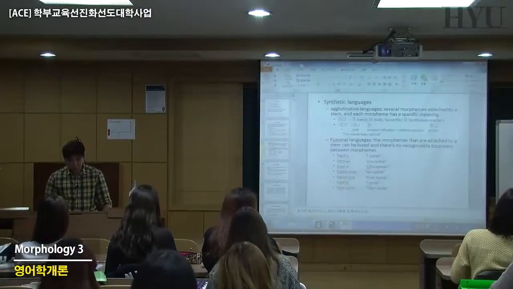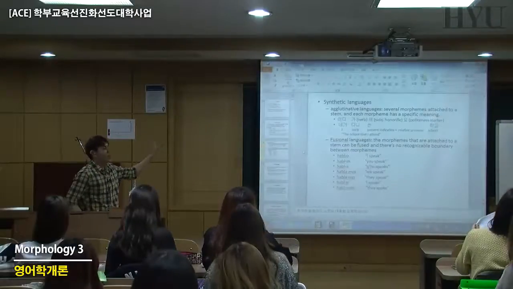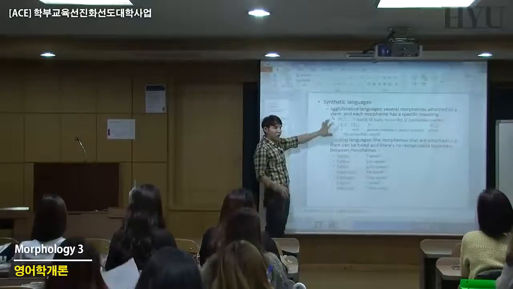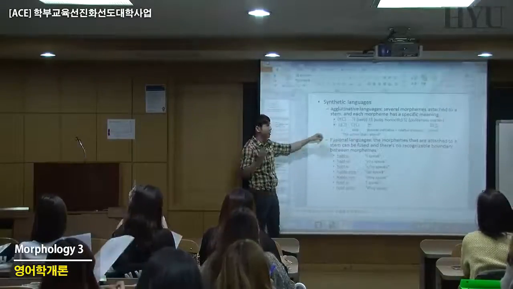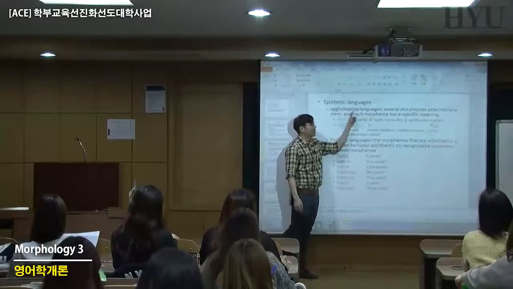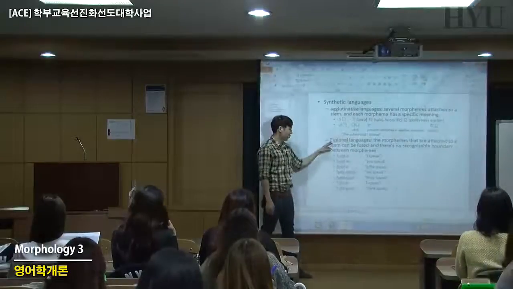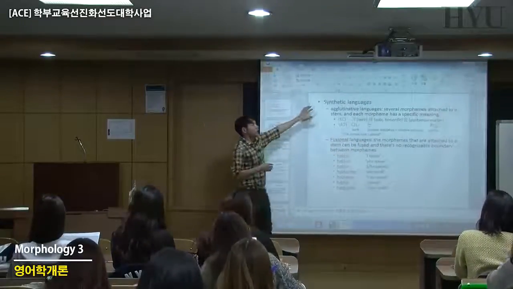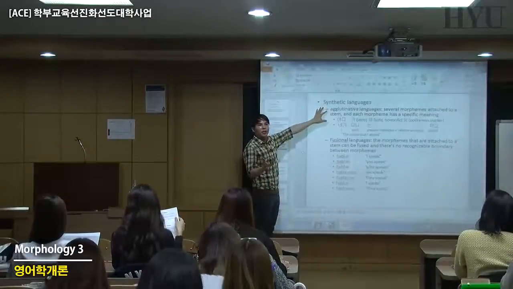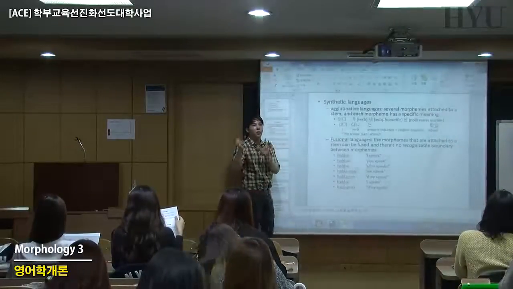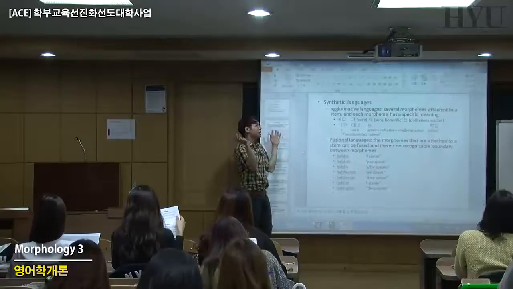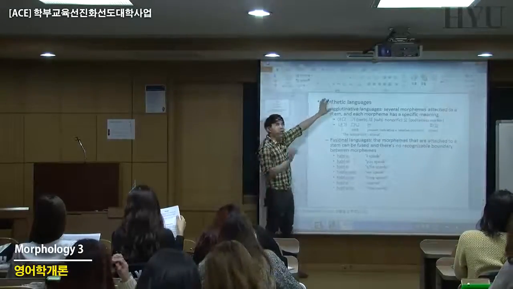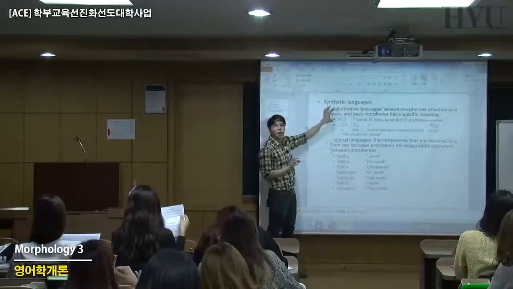Now, within the synthetic group, you have 2 more minor types. You have the agglutinative languages and you have fusional languages. Again, the synthetic language group is those languages that have many morphemes per word, right? You tend to stick many morphemes together to form a word. But within that group, you have 2 minor groups.